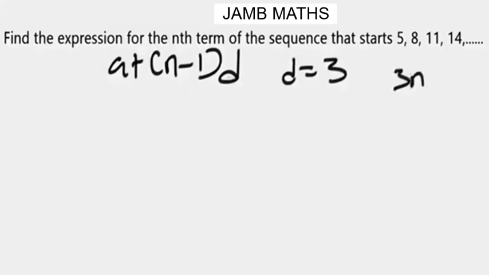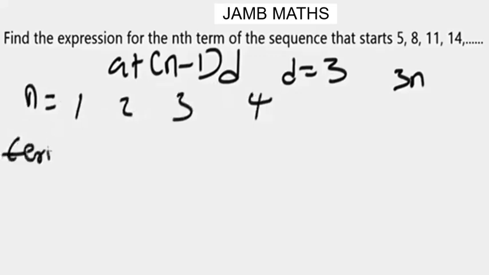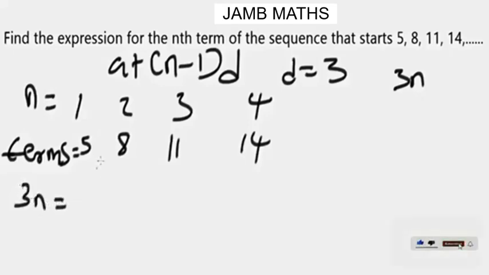Let's begin with this. In this question, we have the number of terms: 1, 2, 3, 4. We will have 4 terms in the equation. So we have the terms themselves to be 5, 8, 11, and 14. Since our expression for the nth term is going to contain 3n, this expression 3n will be the value of n. n has various values here.